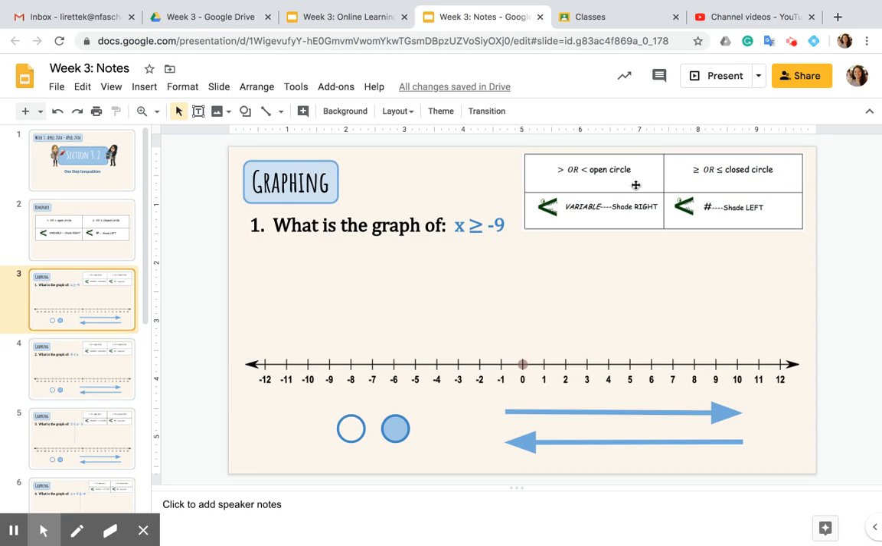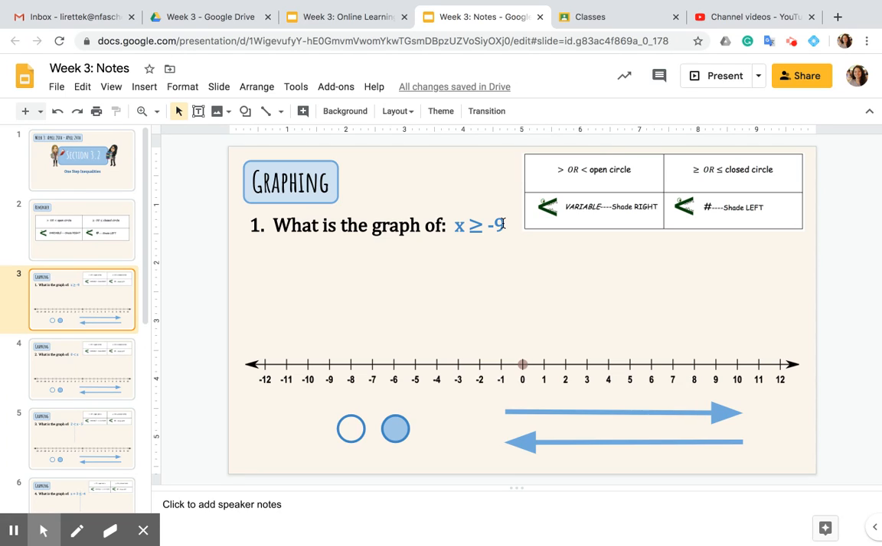So I attempted to put this little reminder in the top corner of every slide where we're going to have to do graphing. So we'll do a little bit of review first. I provided you a number line here, and you'll have to do a little bit of graphing in your learning slides as well. So use this as a guide. And this inequality says x is greater than or equal to, that's what the bar means, -9.